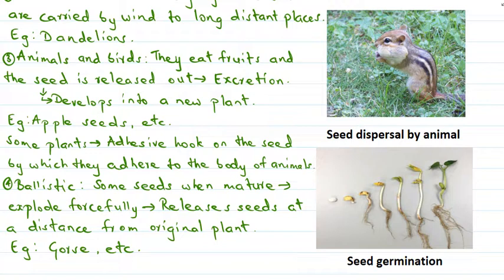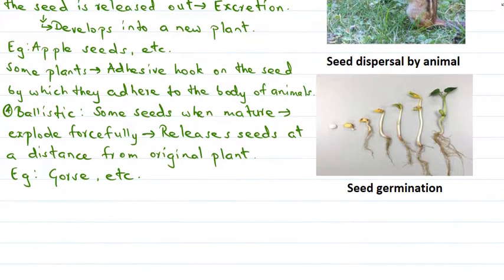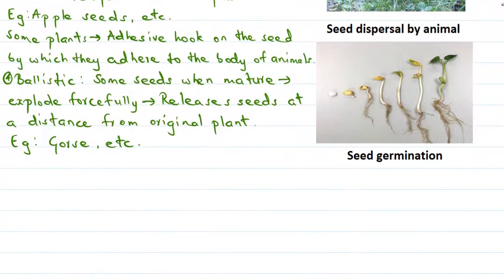Now, as we have seen, the seeds have been dispersed, and they need to germinate to develop into new plants, right? So let's see what happens during seed germination. After the seeds have been dispersed, they wait for favorable conditions to germinate into new plants. Now what is seed germination? How can you define it?